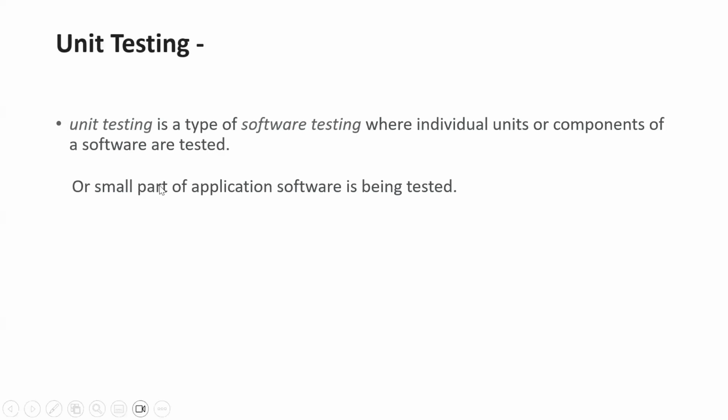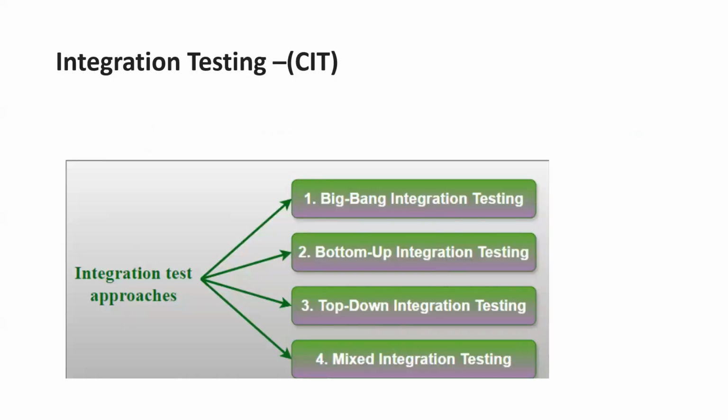What is unit testing? Unit testing is a type of software testing where individual units or components of the software are tested. It can be done by developer or tester both. So in unit testing, individual units or components of a software are tested, or you can say a small part of the application software is being tested. That is called unit testing. Now, what is integration testing?